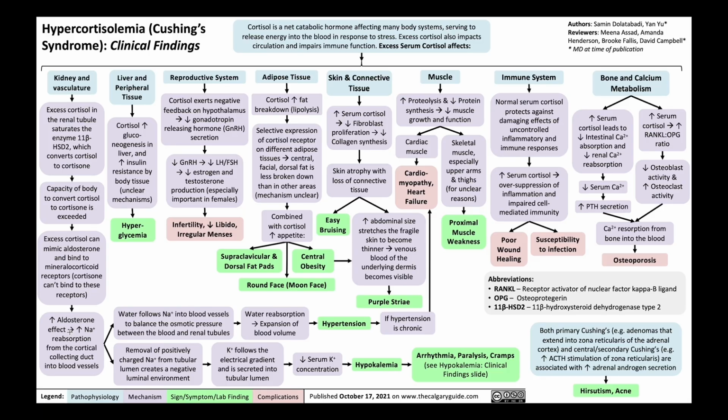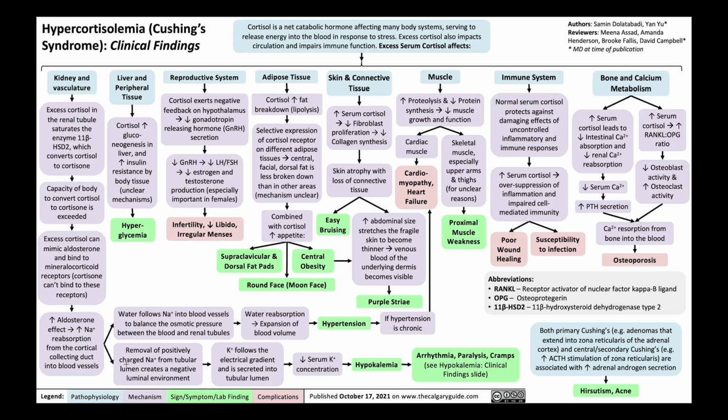Increased aldosterone effect will increase sodium reabsorption from the cortical collecting ducts of the nephron back into blood vessels. Water, of course, follows sodium into the blood vessels to balance the osmotic pressure between the blood and the renal tubules. The increased reabsorption of water expands the blood volume, leading to hypertension. If the hypertension is chronic, that can cause cardiomyopathies and heart failure.